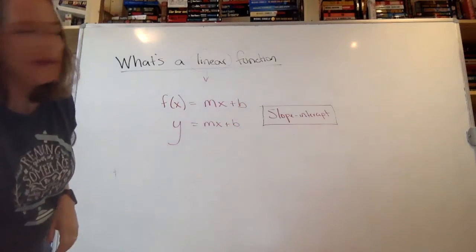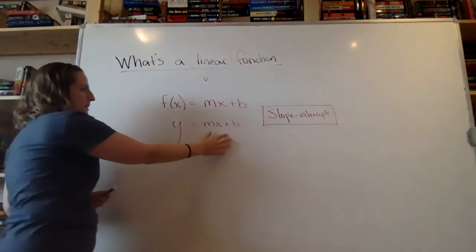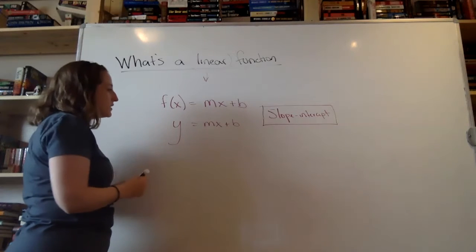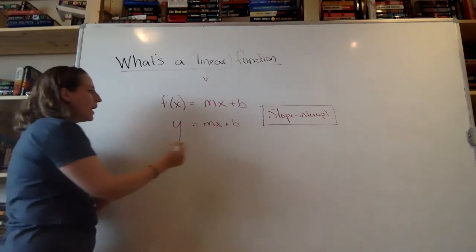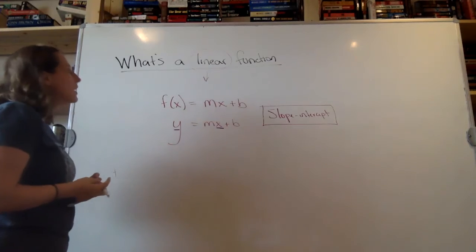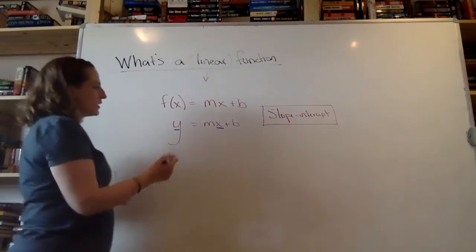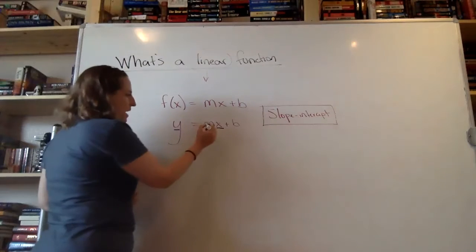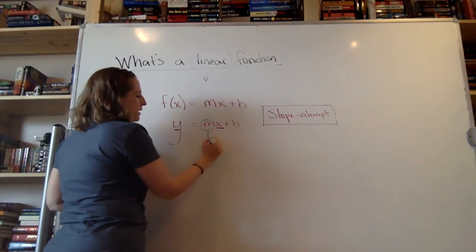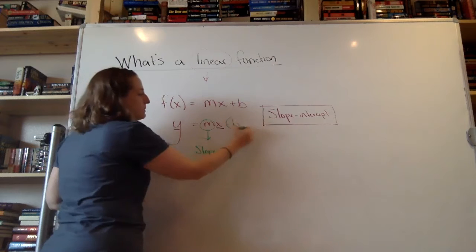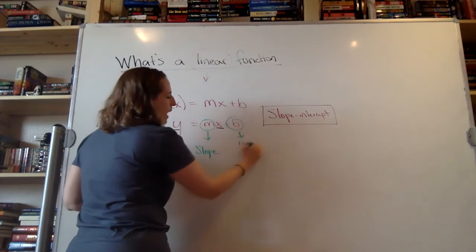When I'm dealing with a linear function, y equals mx plus b, or f of x equals mx plus b, these are the same thing. What this is doing is this is giving me a way to find x, y pairs. Okay? And when I'm thinking about a linear function, there are some special parts of this linear function. This m is the slope of the linear function, and this b is the y-intercept.